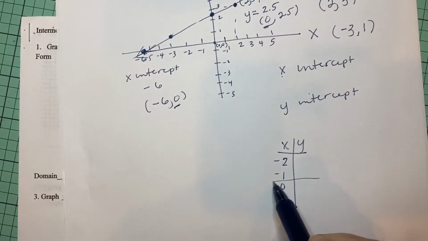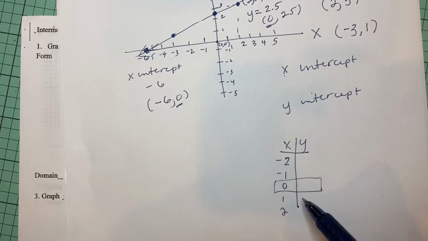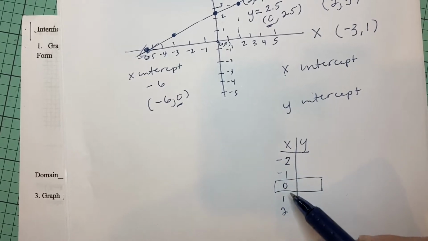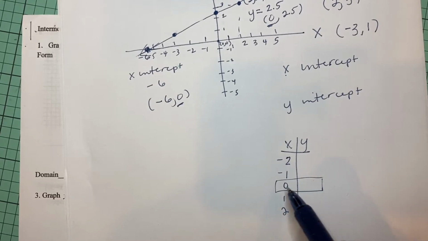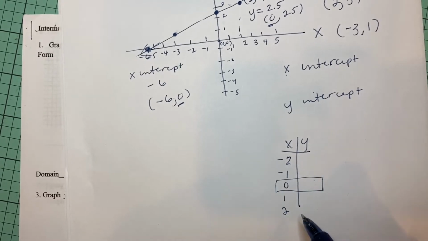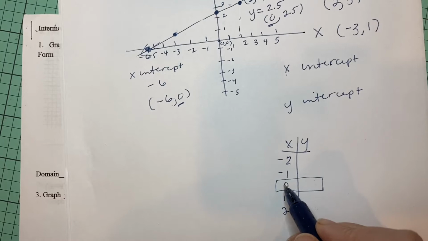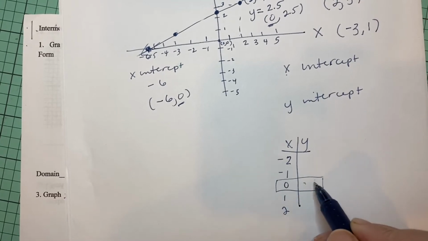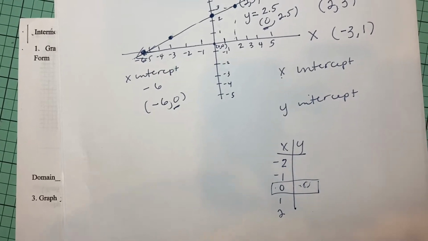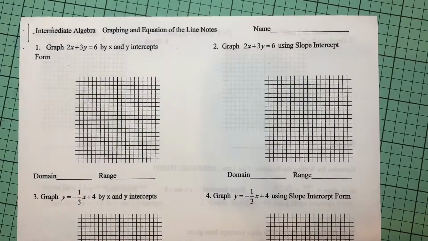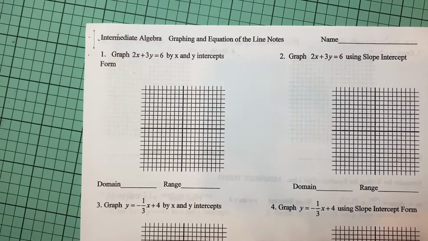But which were the two you liked the most? The 0 was the easiest one, and then 1 would be the next easiest one. But here in college, we want the easiest way, so we're just going to use the zeros. We're going to let x equal 0 and solve for y, and then we're going to let y equal 0 and solve for x. Okay, so let's go to our worksheet, and I'll tell you what I mean.